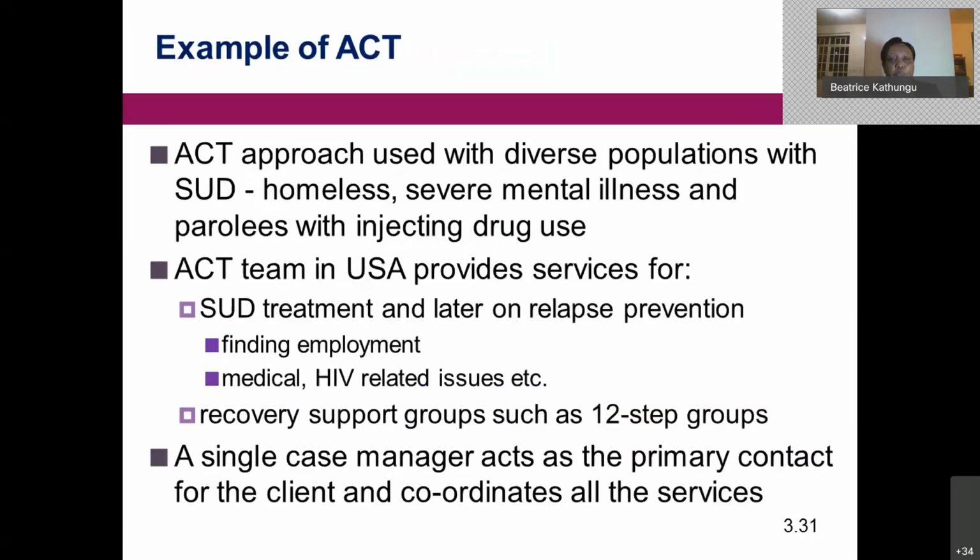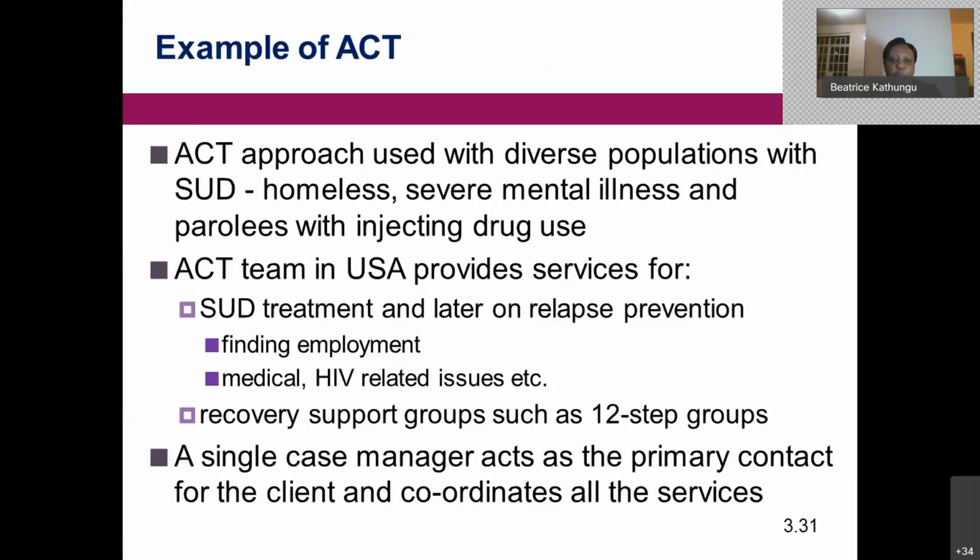Now, an example where we can use ACT is when you have clients that have diverse needs, like we said. For example, you have people who use substances and they're homeless, they have severe mental illness, maybe they are parolees, maybe they have injecting drug use. So you can see the multiple nature of problems these clients have. Now, lots of clients who inject heroin in many countries actually fit very well in this kind of client level. And so they would benefit a lot from using an ACT approach.